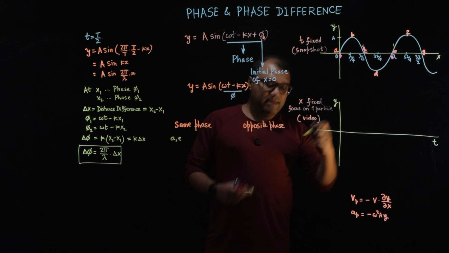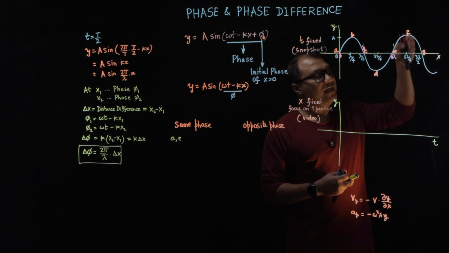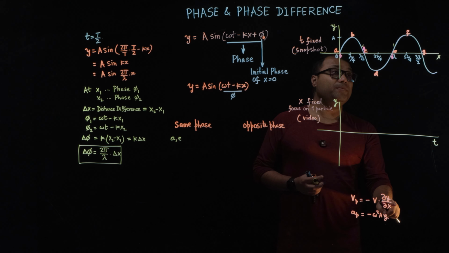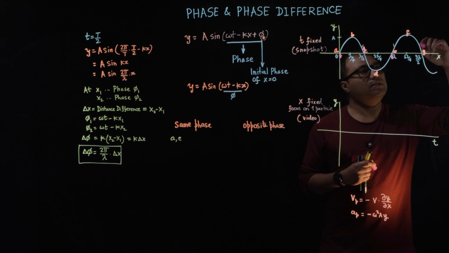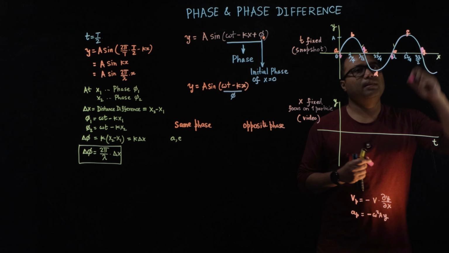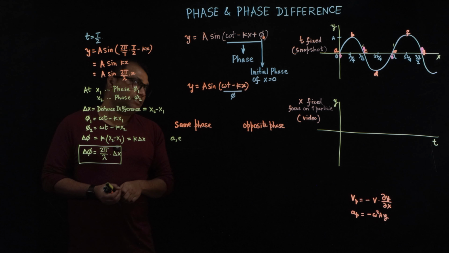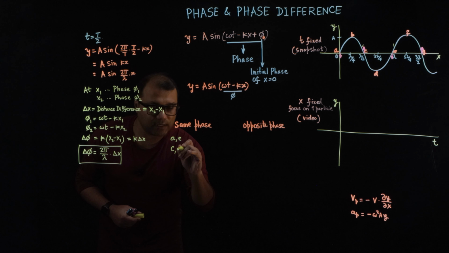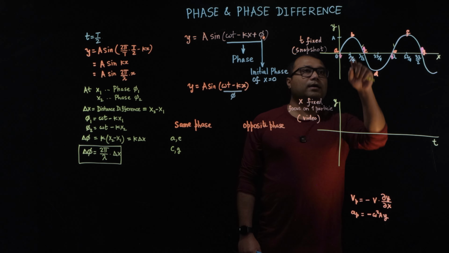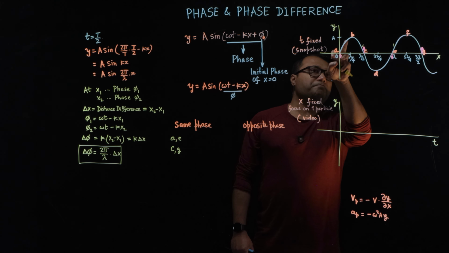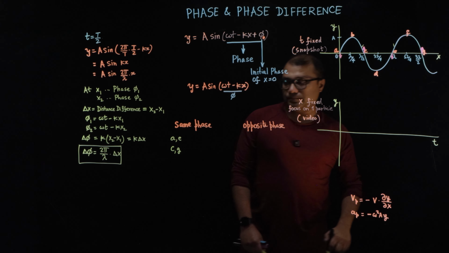We can say C and G are in same phase, because why? At G, if I draw a tangent here, the slope is negative. Negative times positive is positive. So this one is also trying to move up. So C and G are in same phase. Okay. Similarly, you will be able to figure out that B and F are in same phase.